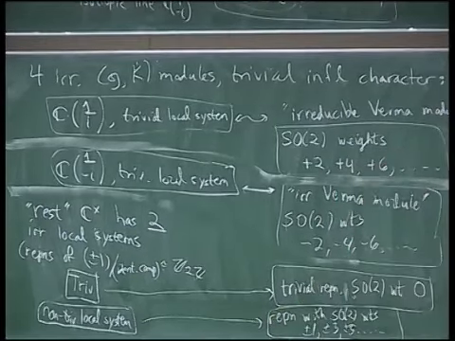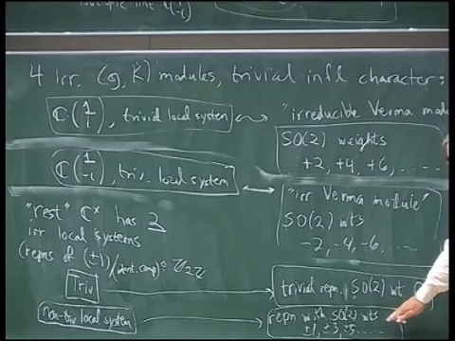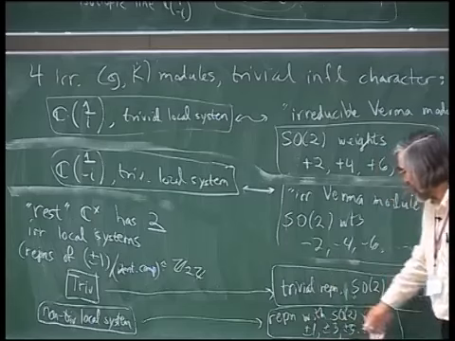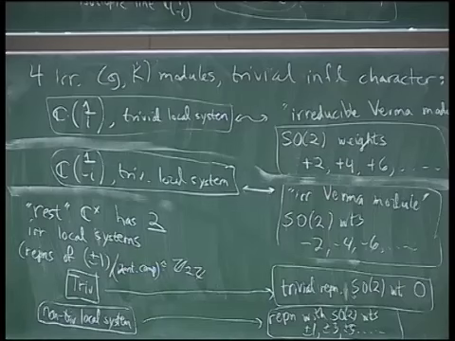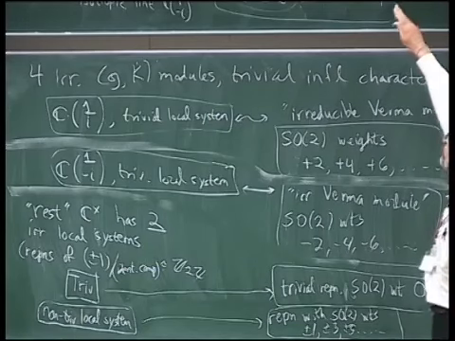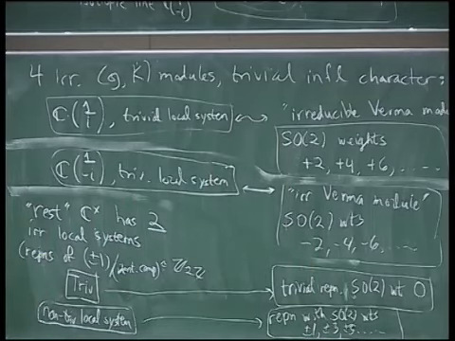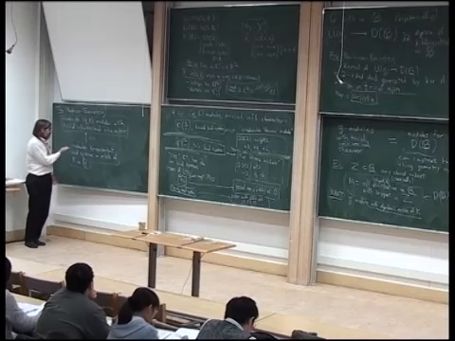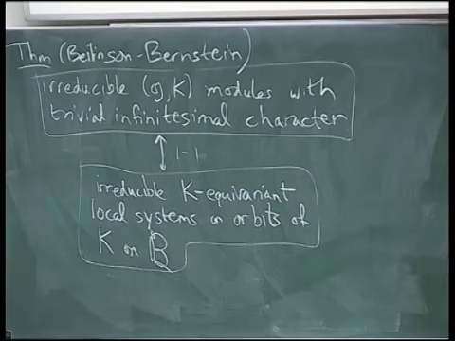The weights are infinite in both directions, but it's a perfectly good representation of the Lie algebra that you can write down. So that's a list of the 4 irreducible GK modules for this group SL2R, trivial infinitesimal character, and the correspondence with these local systems.